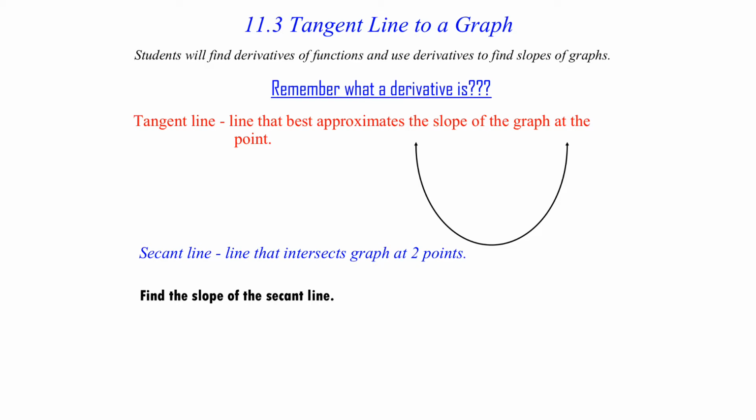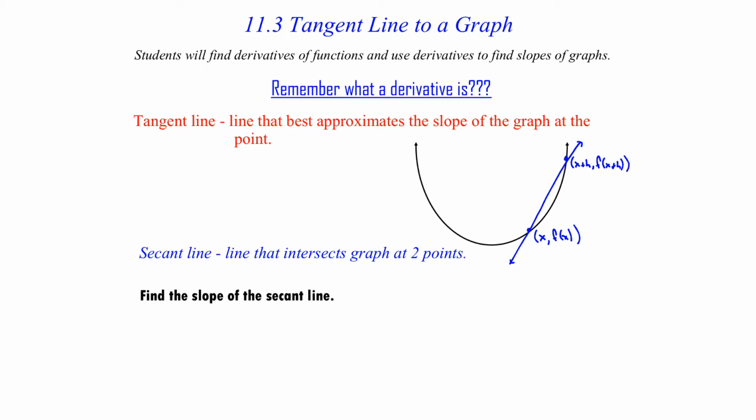So let's go over this a little quickly. The tangent line is the line that best approximates the slope of the graph at a single point. But to do that, we've always learned that you needed 2 points to determine what the slope of the line was. So we started with a secant line, a line that intersects the graph at 2 points. And what we determined was, with this point being x, and then the function being f of x there, then we have that point. And then this point, we said the distance would be h, so this would be x plus h, and then f of x plus h.